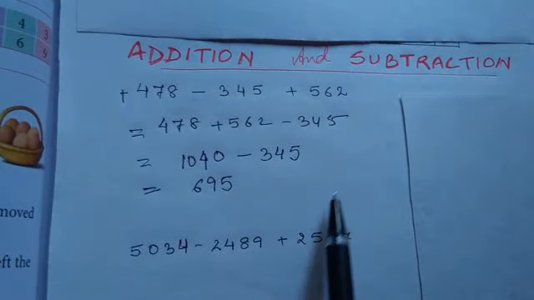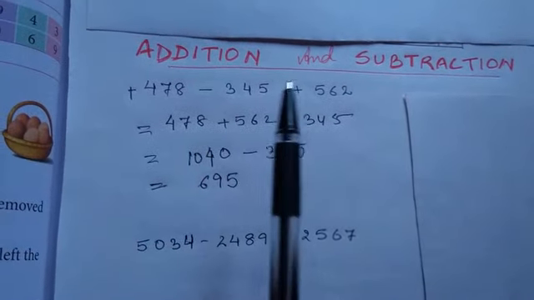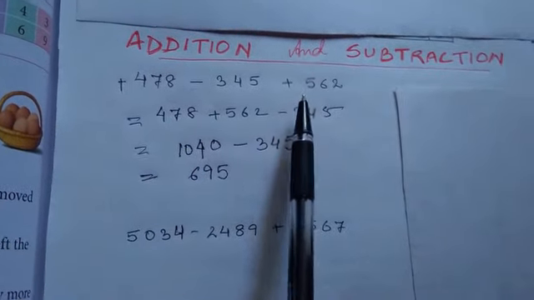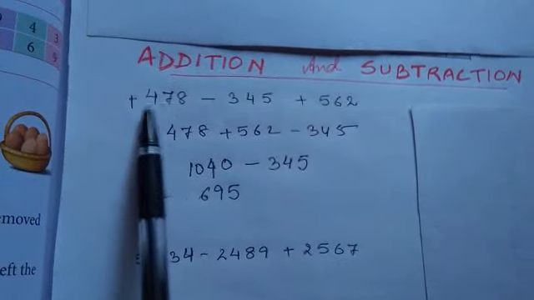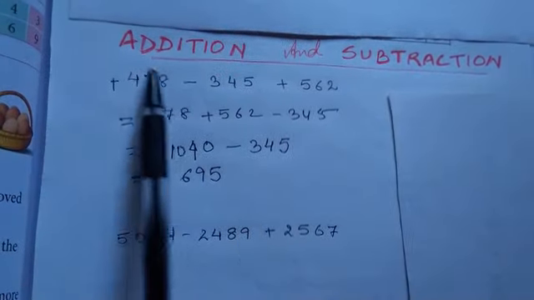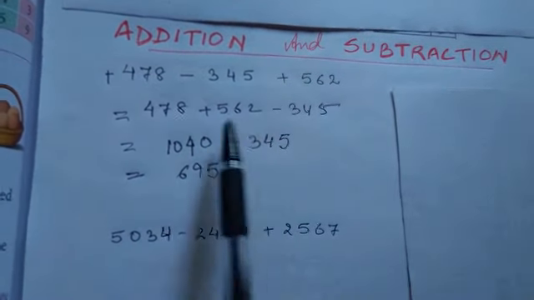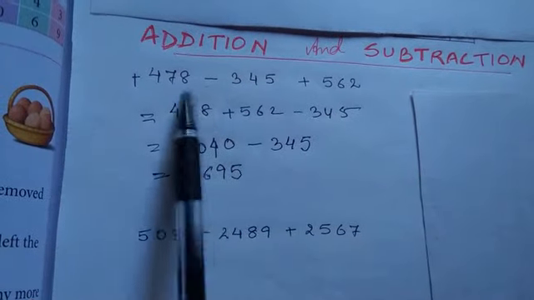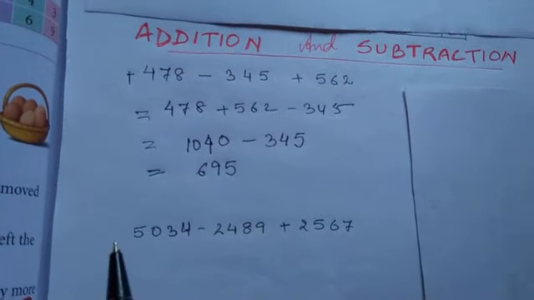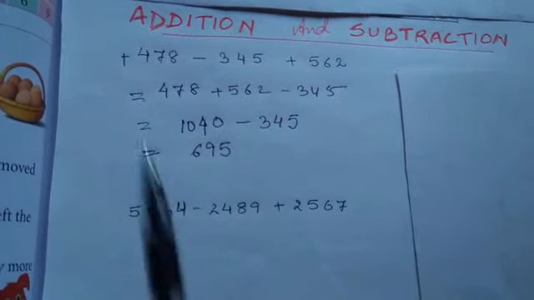You are going to solve this kind of sum when there are two signs, one plus sign and one minus sign. We need to do the addition first and then we need to subtract. Always remember, you need to do the addition first and then the subtraction. If we do the subtraction first, we will not get the proper answer.